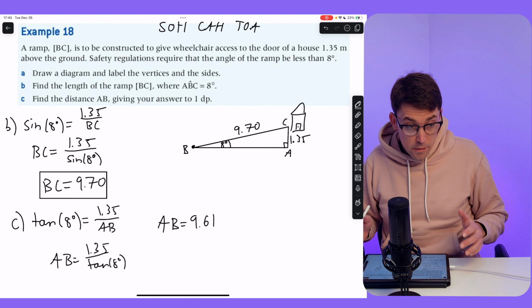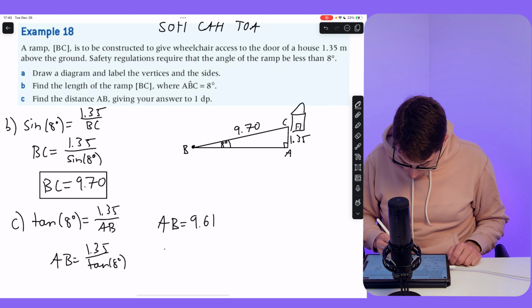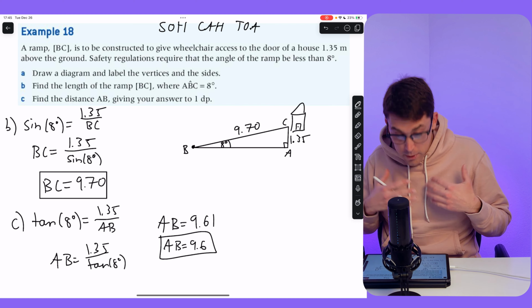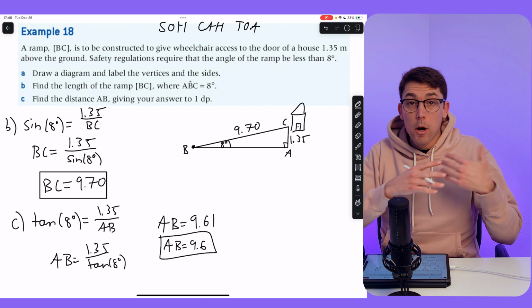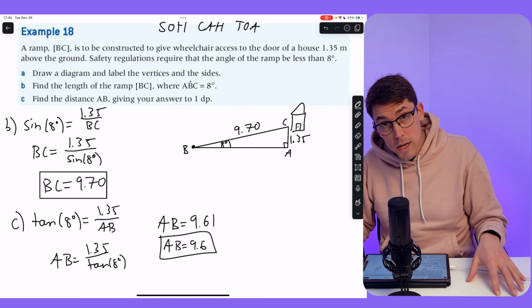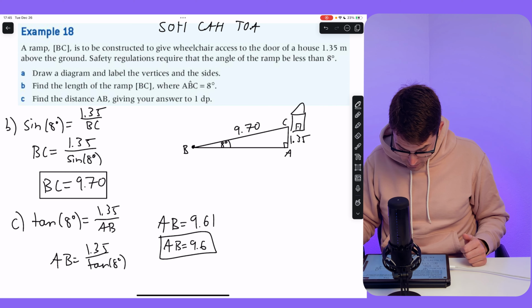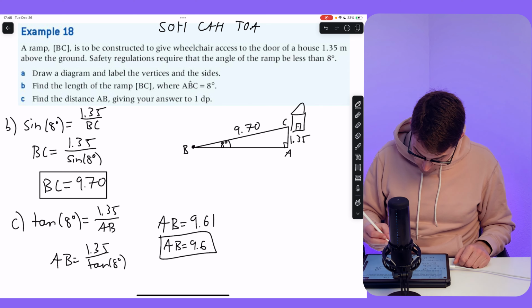Okay, we want this to 1 decimal place, so AB would be equal to 9.6. So 9.61 is what the answer would be to 3 significant figures, but our answer stipulates that we need to give it to 1 decimal place, so we'll round it to 9.6. All right, and there we have it.